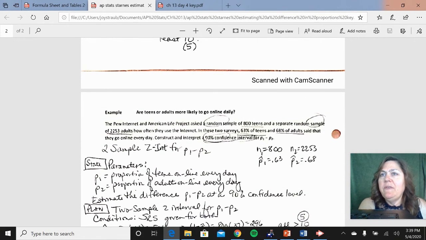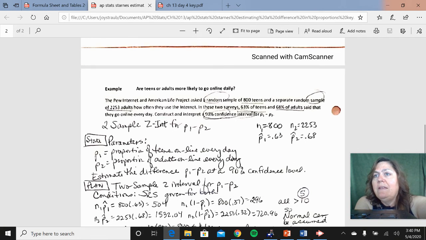All right, let's begin to take a look at this. Notice I put here we did a two sample Z interval for P1 minus P2. I did put my data off on the side. I've talked to you guys before about that. I like to do some calculations here. So I got my p hat 1 and my p hat 2 calculated off on the side. But here for my state, these are my parameters. The proportion is the parameter this time. And the population is teens and adults for the different ones. And we're trying to estimate the difference at a 90% confidence level. So I'm stating what the problem is. Remember, with confidence intervals, you need to state what it is you're doing.